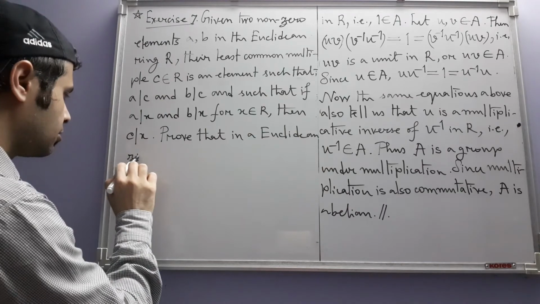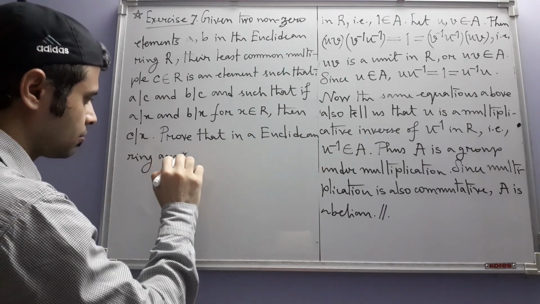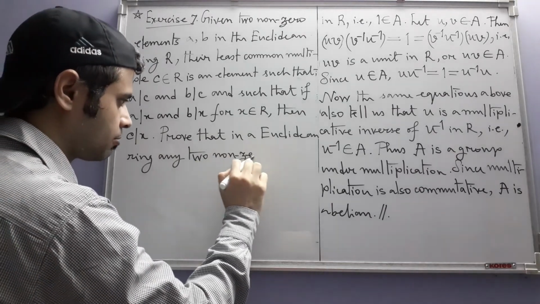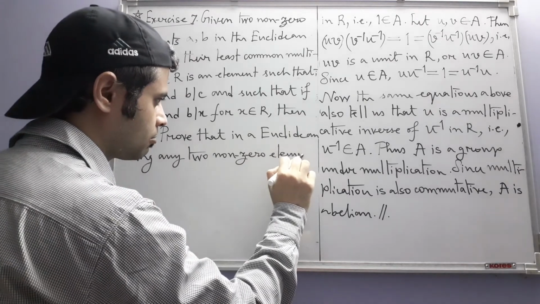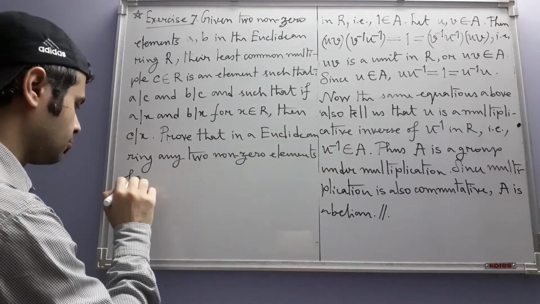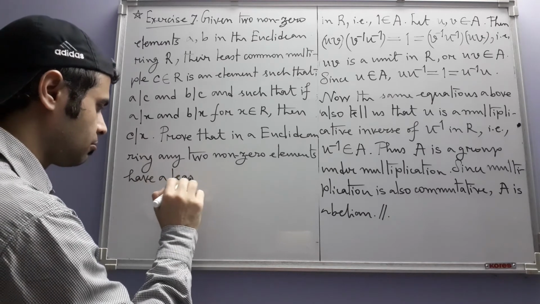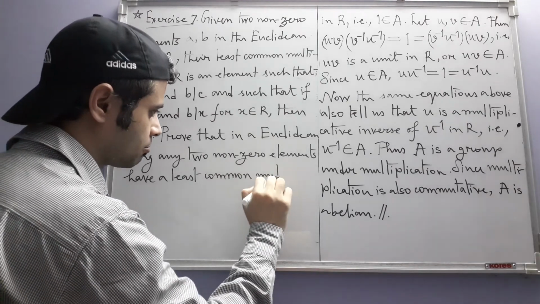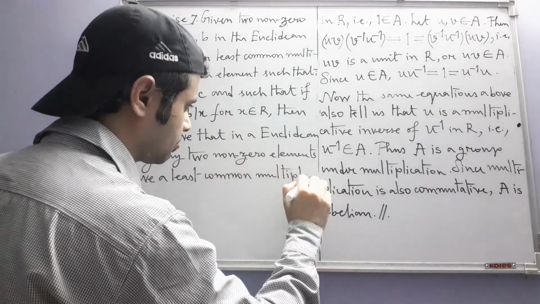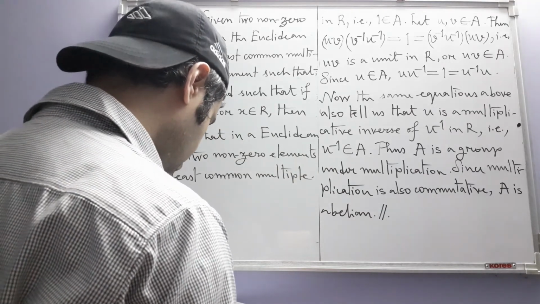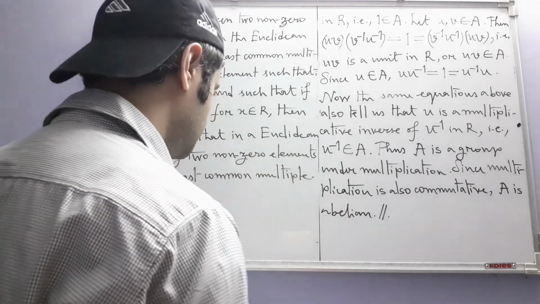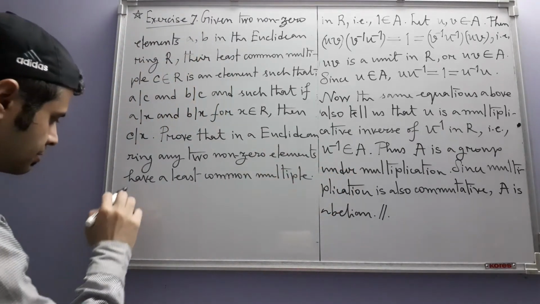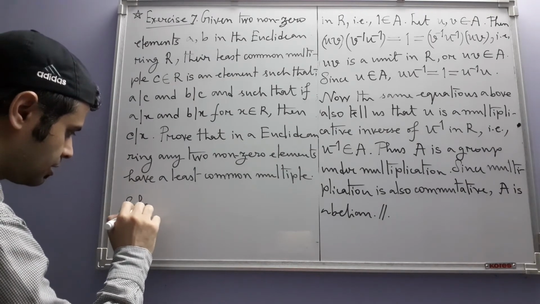Prove that in a Euclidean ring, any two non-zero elements have a least common multiple. So let us see the solution.